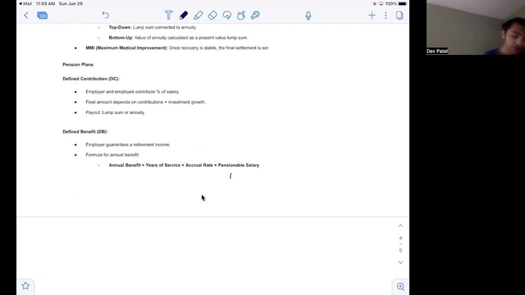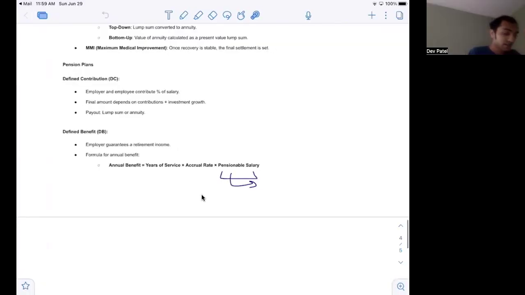Now, this pensionable salary can be defined in many different ways. Sometimes it's the last 3 years of service. Sometimes it's the entire career. Sometimes it's the entire career adjusted for inflation. So there are many different ways to come up with the pensionable salary.